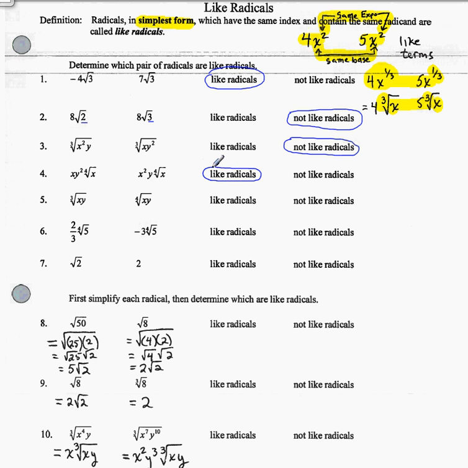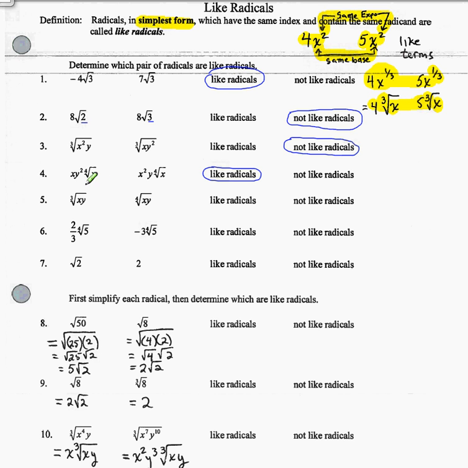By the way, going back to the very top, do you see that the number factor, the 4 right here, and this one has a number factor of 5, the coefficients have no bearing whether or not these two terms are considered like terms. They only have to have the same base and the same exponent. So when we put them in radical form, the coefficient in front of the radical, the 4 here and the 5 over here, have no bearing whether or not these are considered like radicals. It's only the index and the radicand.